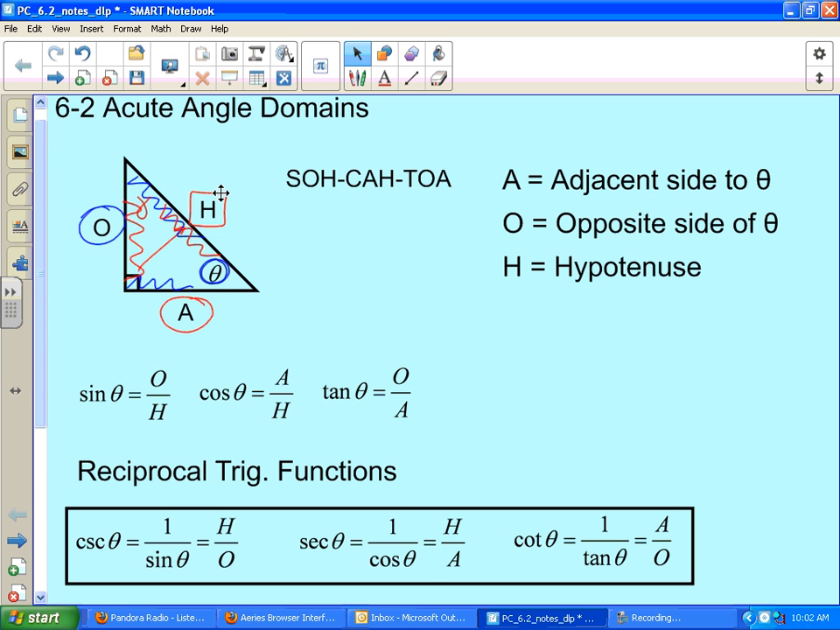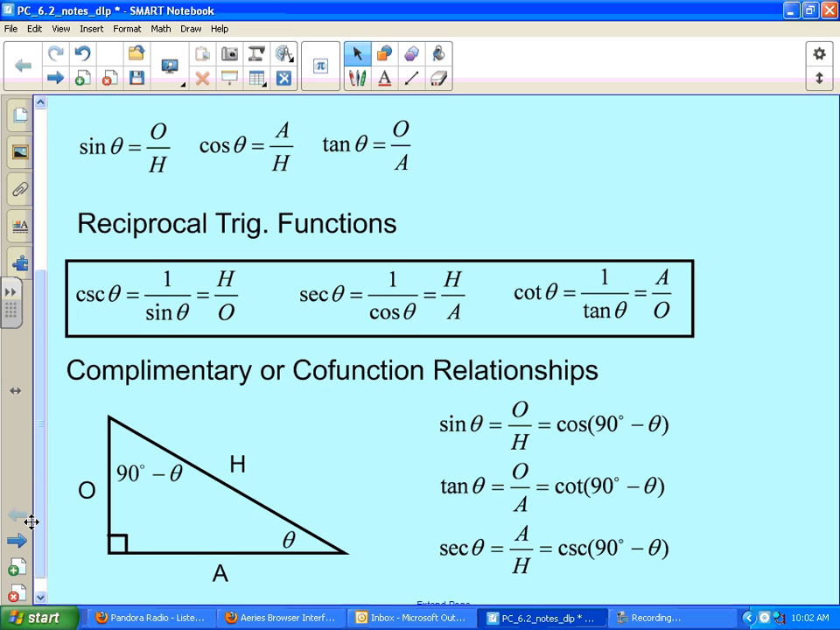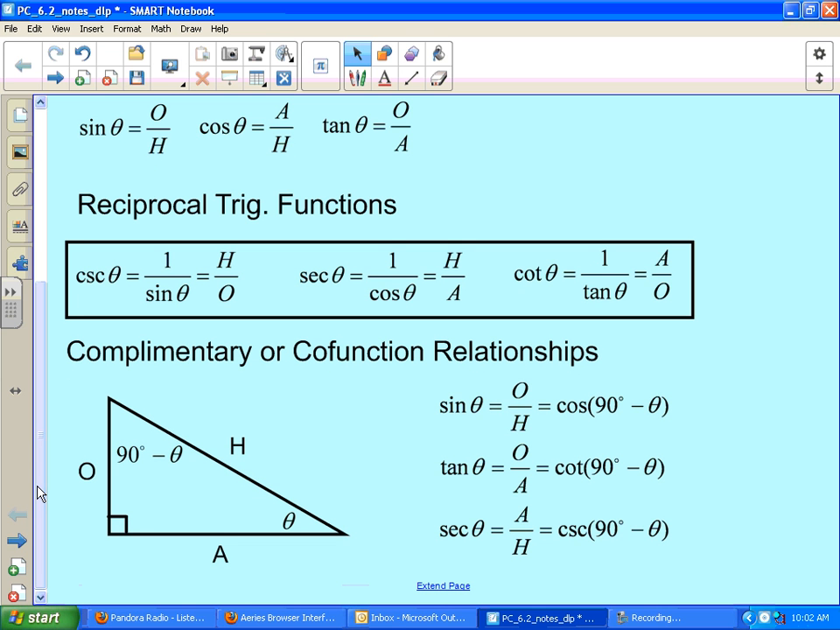So here are three new functions. You guys have never seen these before. Well, maybe you have. The reciprocal guys. If I take a sine function and do 1 over sine, that becomes a cosecant. Cosine function, 1 over that becomes a secant function. Cotangent is 1 over a tangent. If my ratios flip, if O over H flips, I get H over O. And A over H becomes H over A. O over A becomes A over O.